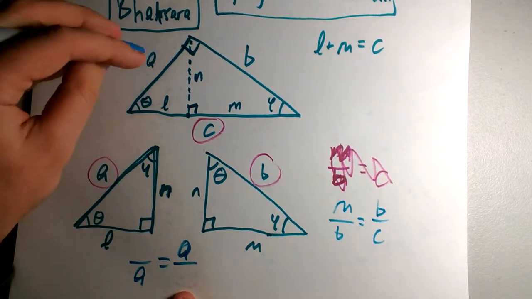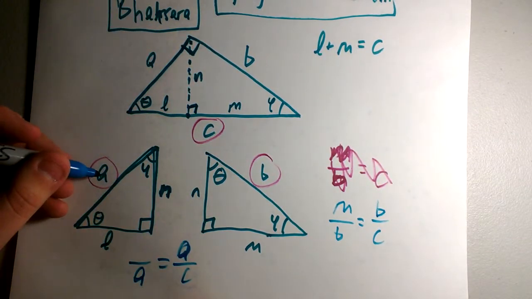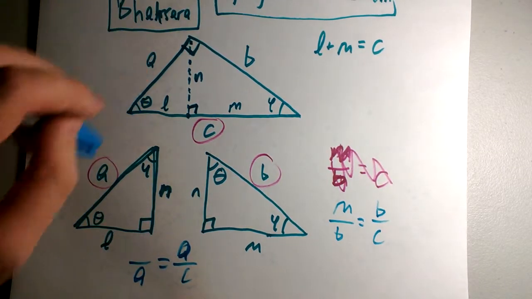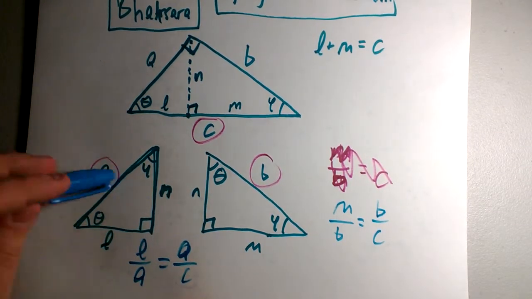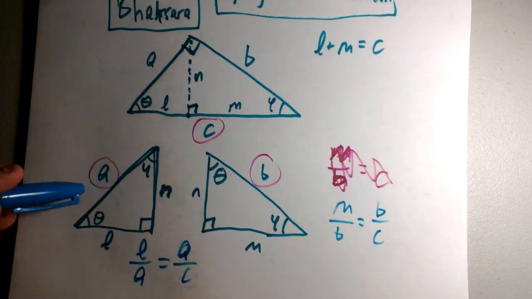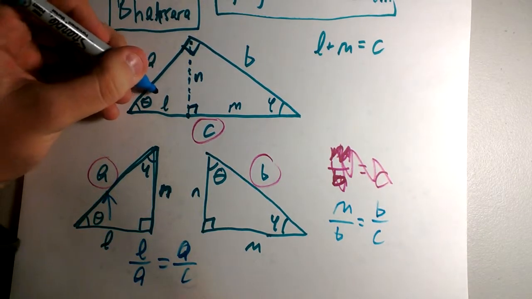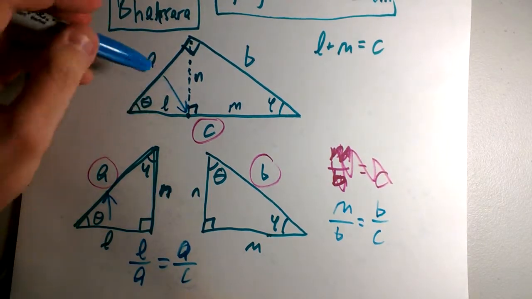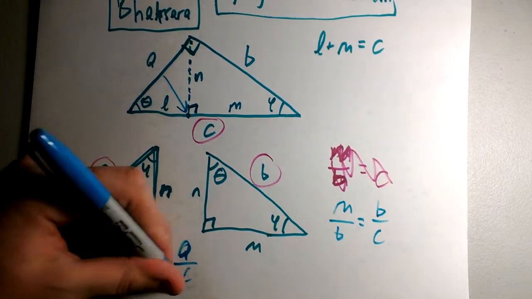So if you notice, A divided by C, where A is the hypotenuse here, so we're dividing by the hypotenuse. So it's also going to be the side next to theta, L in this case, multiplied by L divided by the hypotenuse, the side next to theta. This is A divided by the hypotenuse. That is the side next to theta. All right, we're good.